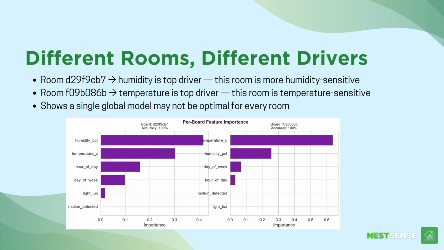And different rooms have different drivers. As you can see in the graph below, the room D29, I'm going to call this room 1. In room 1, humidity is the top driver. This room is more humidity sensitive. And in my second room, room F09, temperature is the top driver. That means the room is temperature sensitive, as you can see here on the graph.